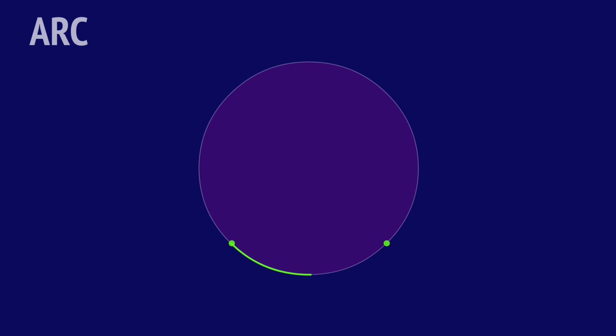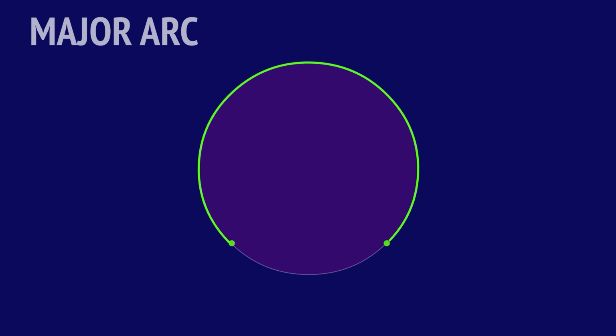An arc is any portion of the circumference of a circle. Given two points on the circumference, we can actually define two possible arcs. The shortest is called the minor arc, while the longest is called the major arc.